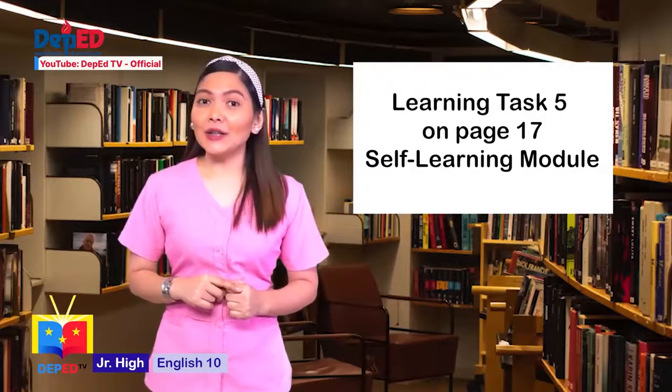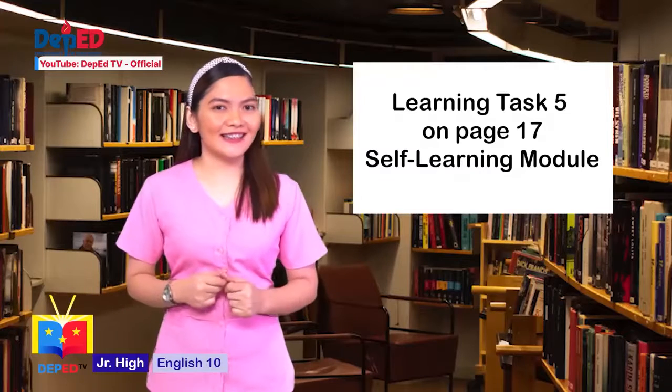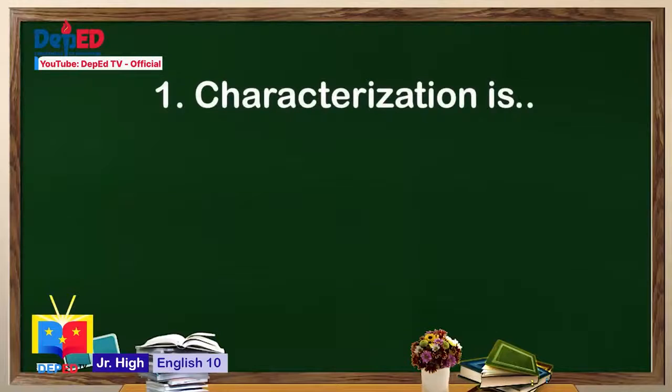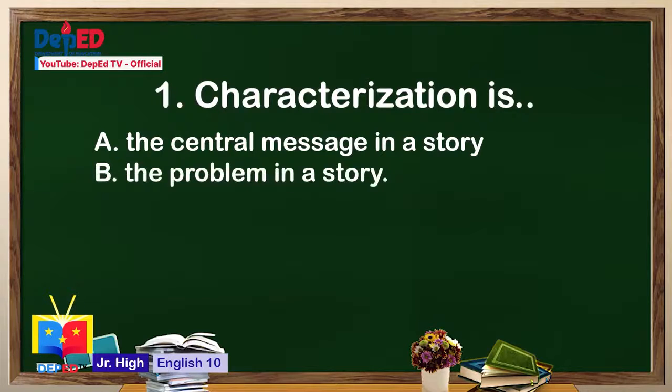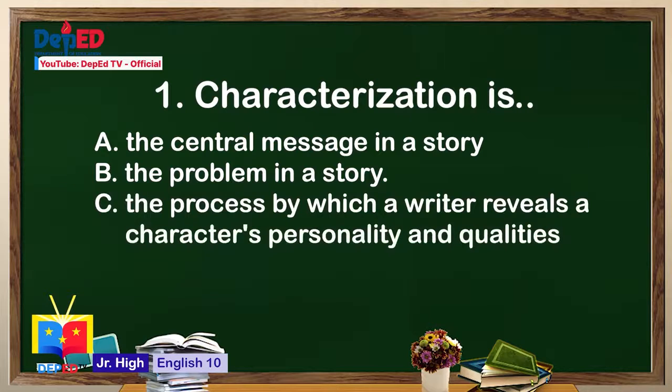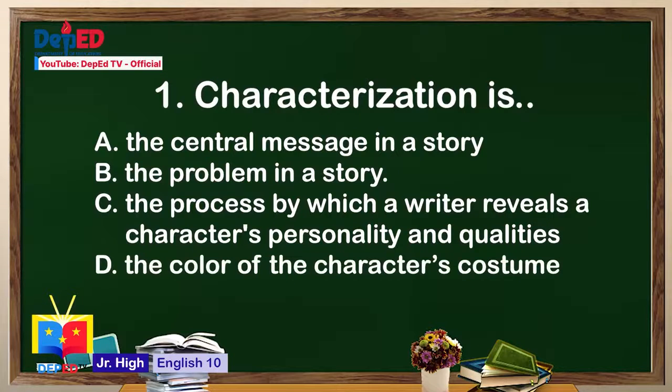Now, get your self-learning module and answer Learning Task 5 on page 17. Identify what is asked in each number. Write only the letters of your answer in a piece of paper. Number 1, characterization is letter A, the central message in a story. B. The problem in a story. C. The process by which a writer reveals a character's personality and qualities. Or letter D. The color of the character's costume.